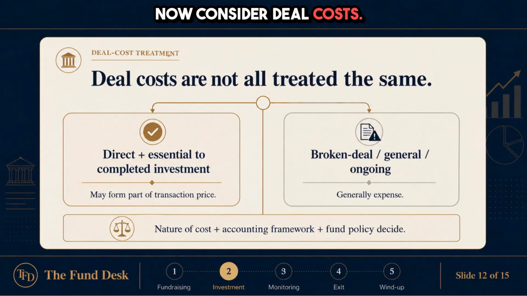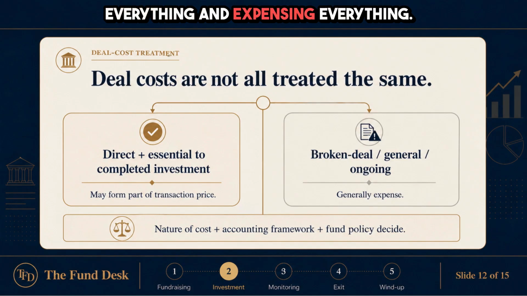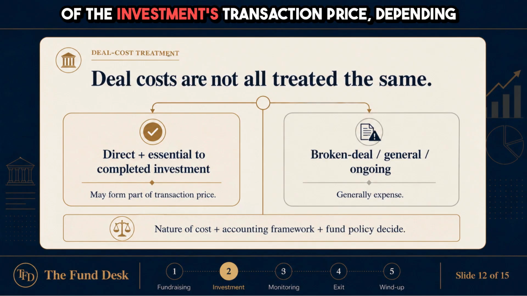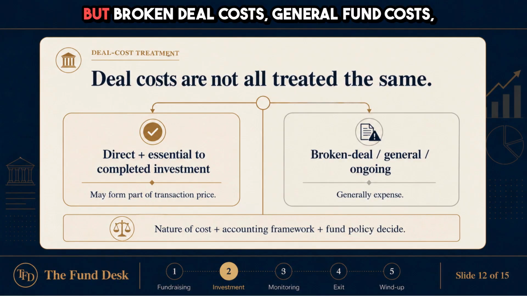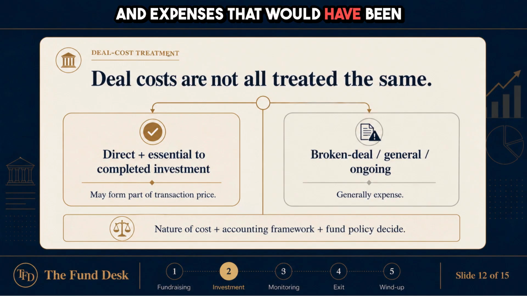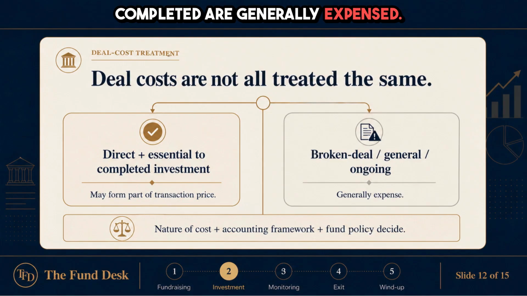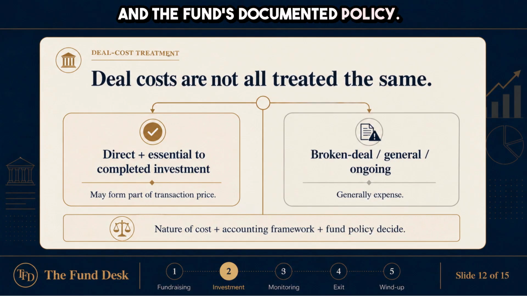Now consider deal costs. This is not simply a choice between capitalizing everything and expensing everything. Costs that are direct and essential to completing an investment may form part of the investment's transaction price, depending on the applicable accounting framework. But broken deal costs, general fund costs, and expenses that would have been incurred regardless of whether the investment completed are generally expensed. The deciding factors are the nature of the cost, the accounting framework, and the fund's documented policy.